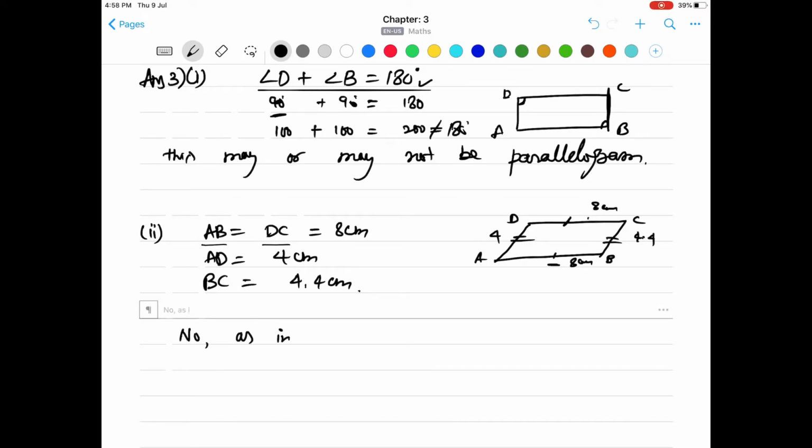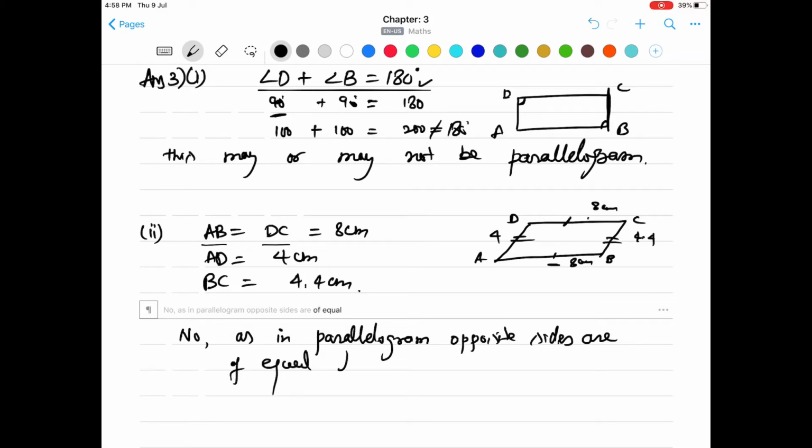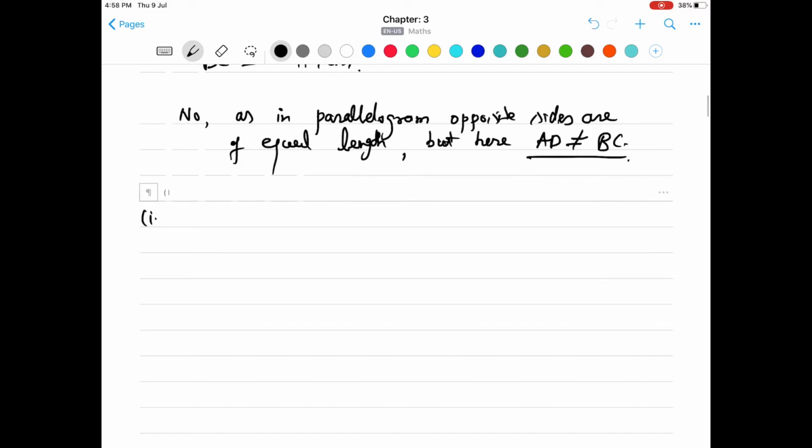as in a parallelogram opposite sides are of equal length, or you can say equal measurement. But here side AD is not equal to BC, so that's why this cannot be a parallelogram.